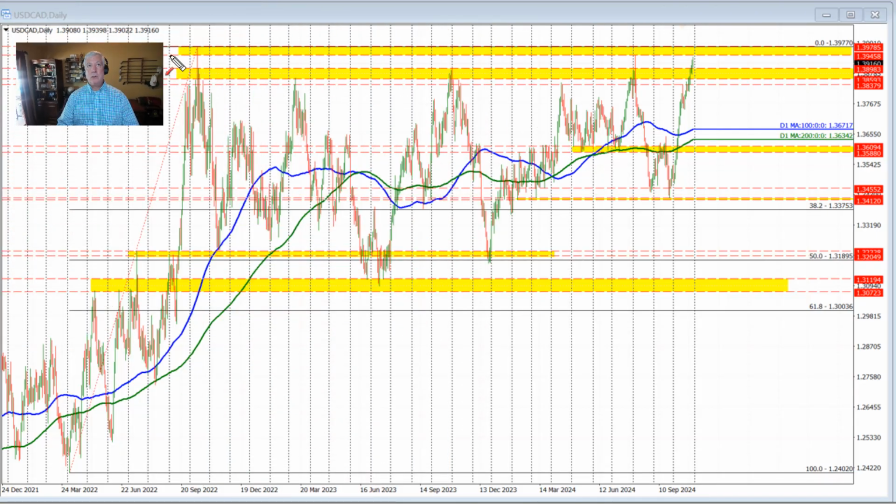Looking at this chart, there are a couple levels in play. One is this high right here. The other level is this high right here, the more recent high. This is the high for 2024, and that level comes in at 1.39458. This level comes in at 1.3977.